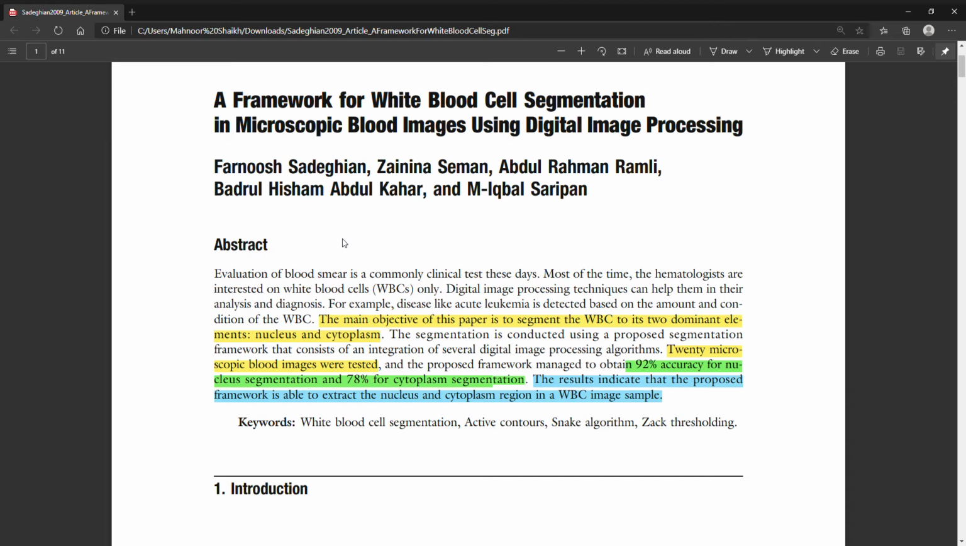Bismillahirrahmanirrahim. This is Mahnoor presenting a paper based on a framework for white blood cell segmentation in microscopic blood images using digital image processing. The main objective of this paper is to segment the white blood cells into its two dominant elements, that are nucleus and cytoplasm. 20 microscopic blood images were tested, and 92% accuracy for nucleus segmentation has been acquired and 78% for the cytoplasm segmentation.